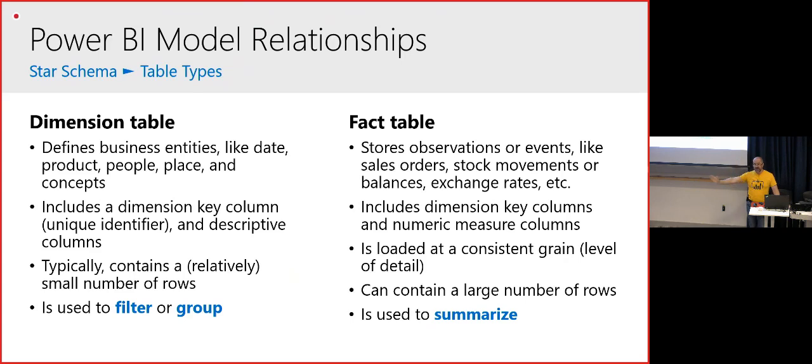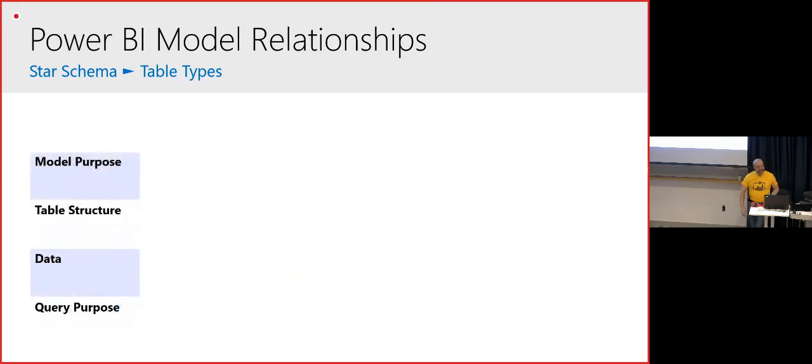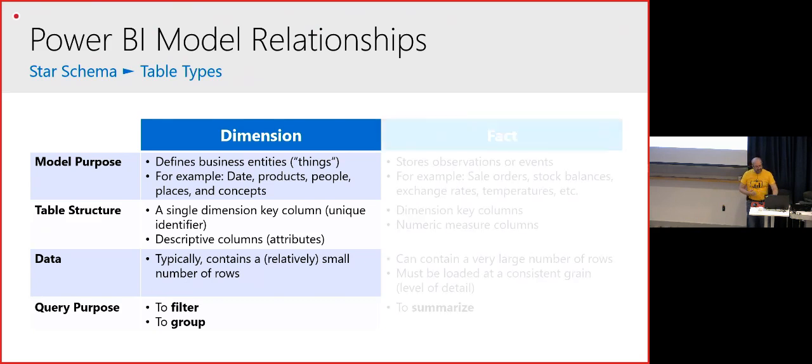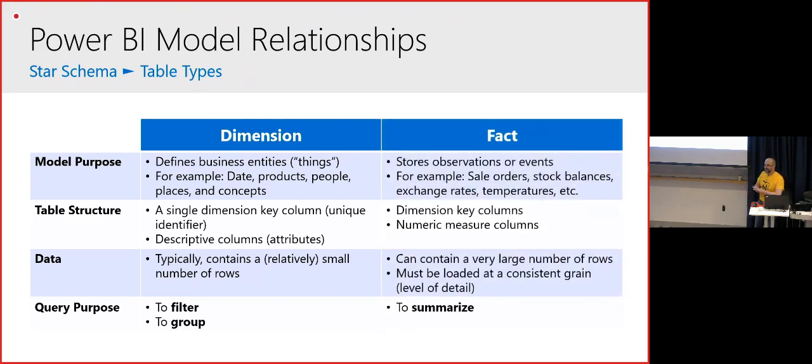Dimension tables are for filtering and grouping. Fact tables are for summarization of business activity. This slide here goes into much more detail, and the presentation is available for you to download. All of these slides are a PDF that you can download at the end. But to make this super clear, we want tables in our model that behave like dimension tables. They're our things. And then we want fact tables that will represent our business activity. Which type of table is likely to have the greatest number of rows?